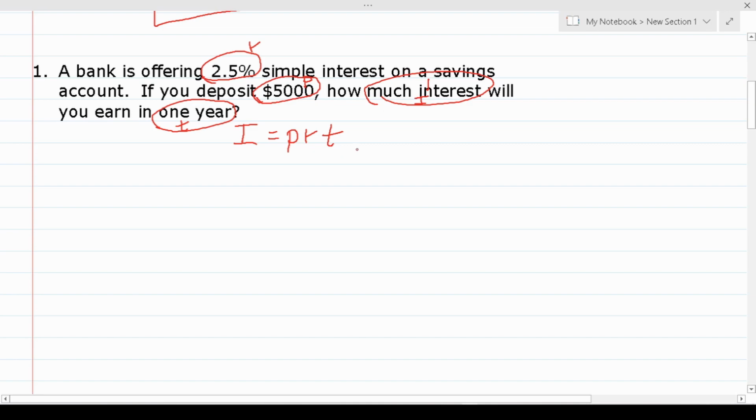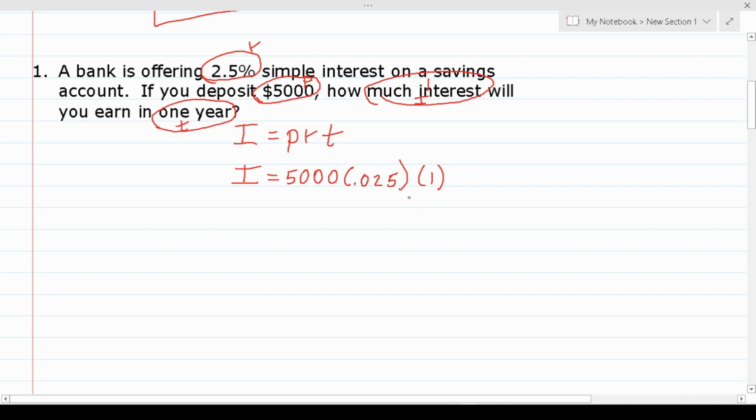So let's plug those things in. Again, I is what we're trying to figure out, so we'll leave that as I. Principal, as I mentioned, is 5,000. R was 2.5%. To express that in decimal form, that's 0.025. And T was 1 year, so we're going to put 1 in for T.